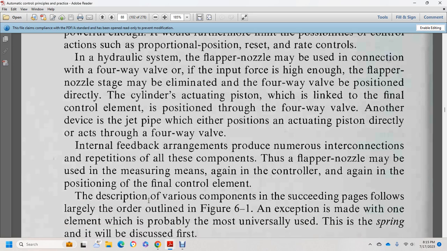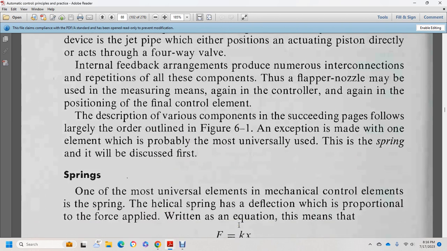Internal feedback and arrangement proceed with numerous interconnections, with the repetition of all of these components, with the flapper nozzle, due to the measuring means. Again, with the controller, and with the position of the final control, and with the description of variable components on the succeeding pages, largely ordered in outline. Figure 6.1 is made with only one element, probably the most universal, the spring, which will be discussed later.